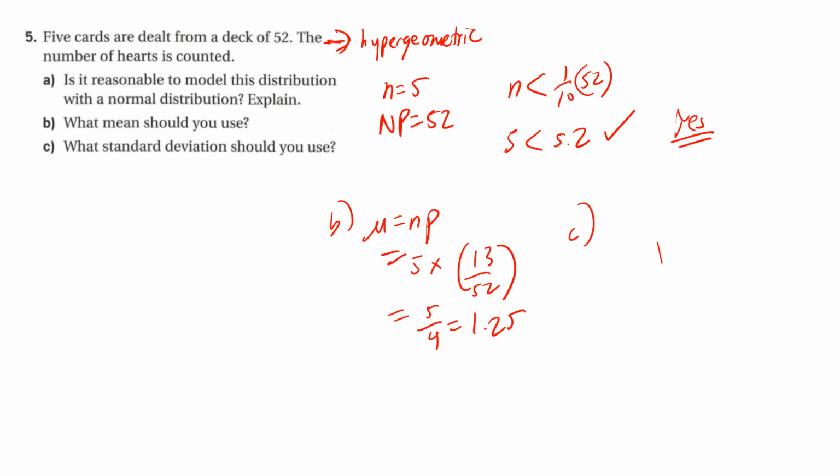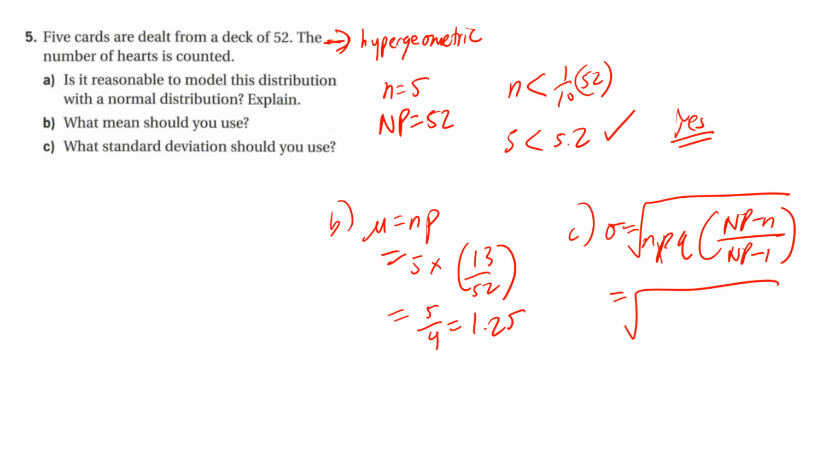What standard deviation should you use? The standard deviation, remember, is the square root of npq times (N minus n) over (N minus 1). So that is equal to the square root of 5 times 13 over 52 times 39 over 52 times (52 minus 5) all over (52 minus 1). If you were to simplify that, we're going to get about 0.93.